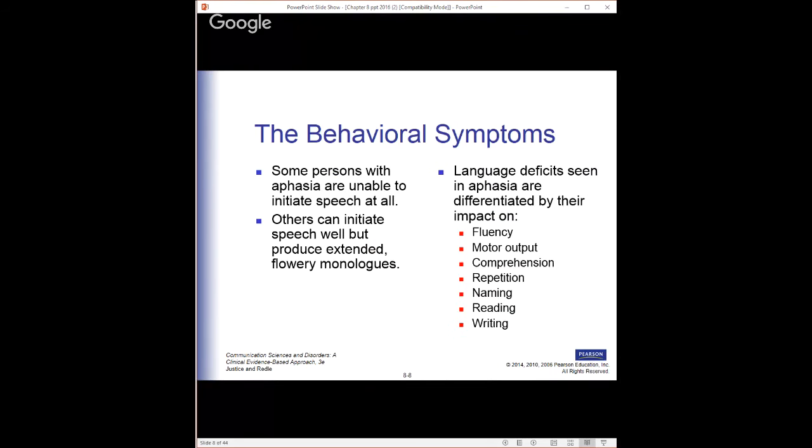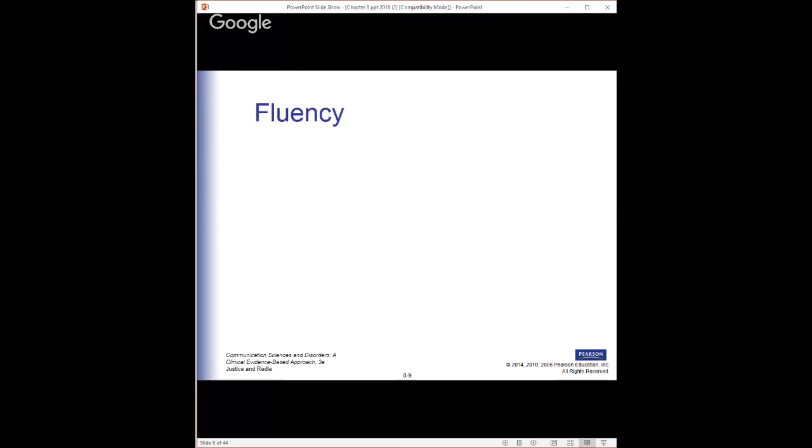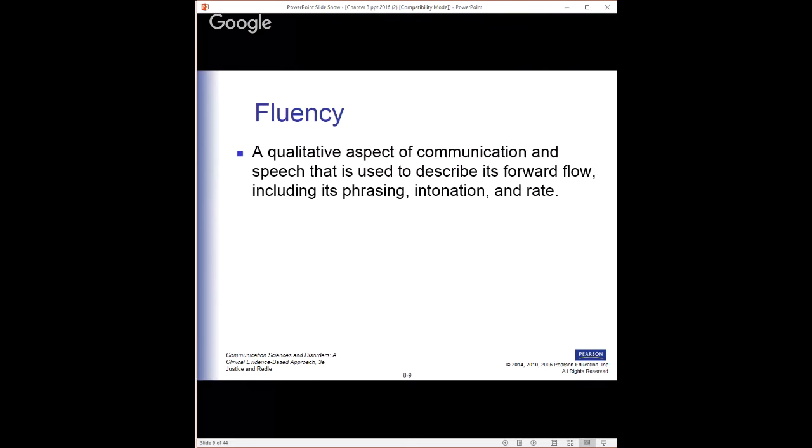Language deficits seen in aphasia are differentiated by their impact on several different areas. Those are fluency, motor output, comprehension, repetition, naming, reading, and writing. We're going to look at those each a little bit closer. In the area of fluency, a qualitative aspect of communication and speech that's used to describe its forward flow, including its phrasing, intonation, and rate.